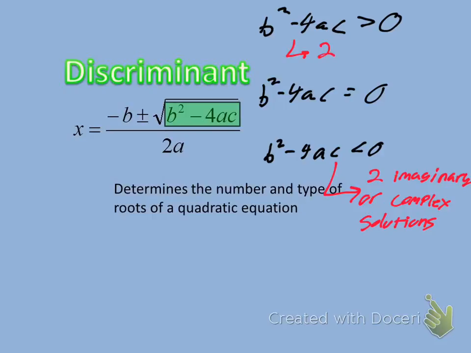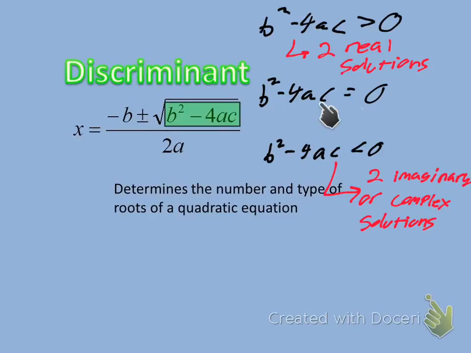Those we don't call imaginary because they're not. What are those types of numbers? Real. Good. So we have 2 real solutions. So when the discriminant is greater than 0, you're going to have 2 real solutions, good?